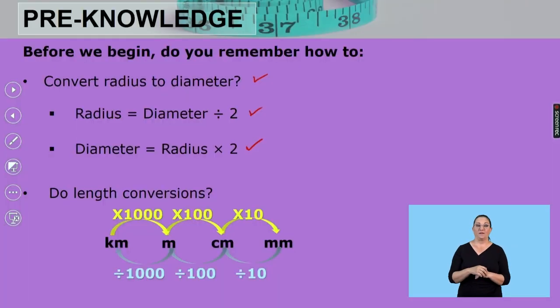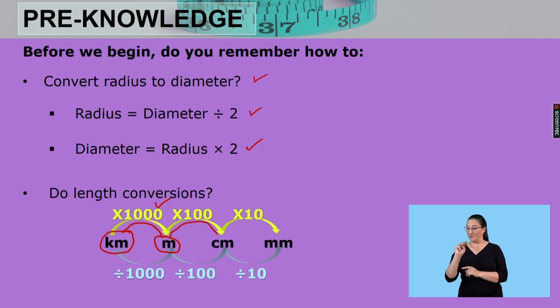Looking at the frog, let's start with kilometers, on that side. If we jump this way from kilometers to meters, what must I do? Times by 1,000. If I go from meters to centimeters, what must I do? Times by 100. And if I'm going from centimeters to millimeters, I times by 10. Nice work.